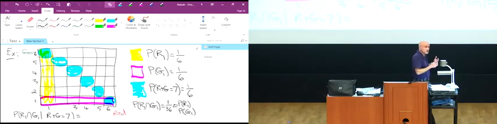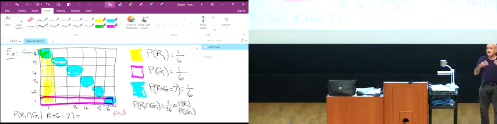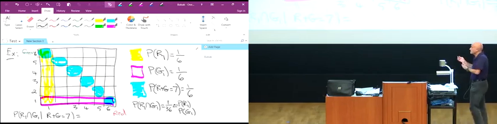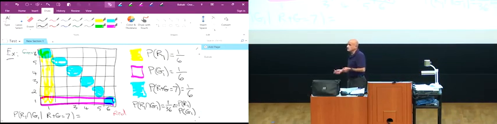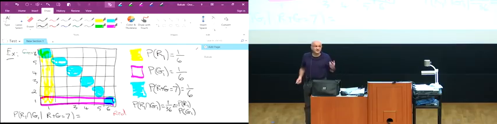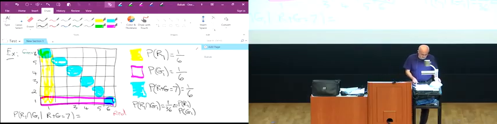Okay? So two events can be independent before conditioning and become highly dependent after conditioning. The reverse of this can also happen. Two events can be dependent before conditioning, and after conditioning they become independent. And you'll have opportunity to see examples of these as we go forward. Okay.